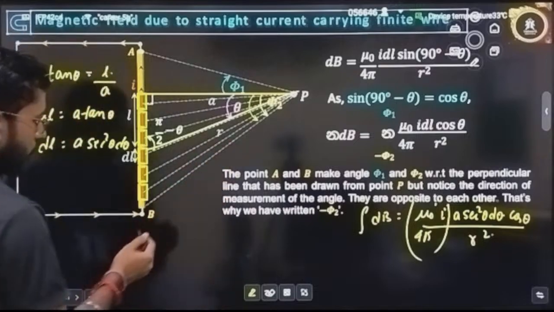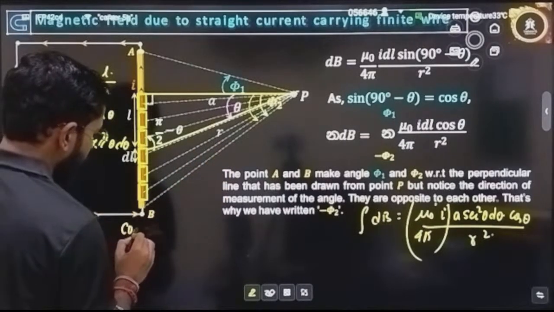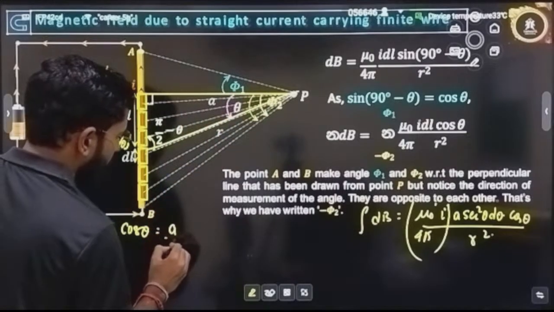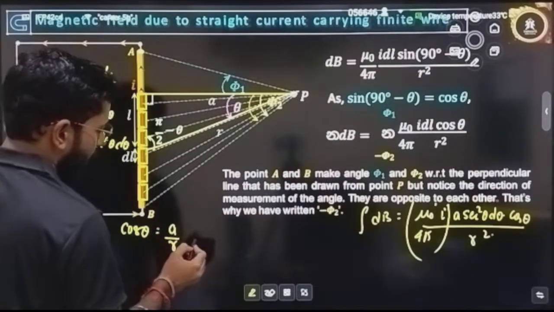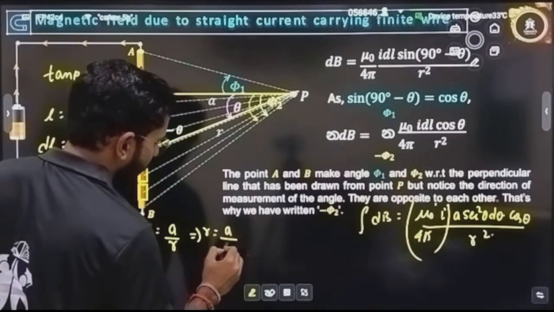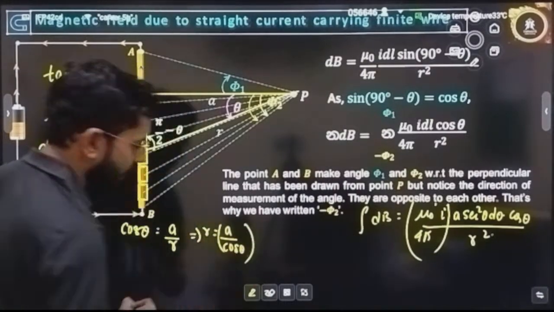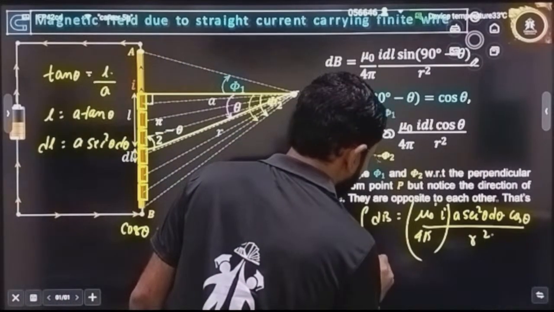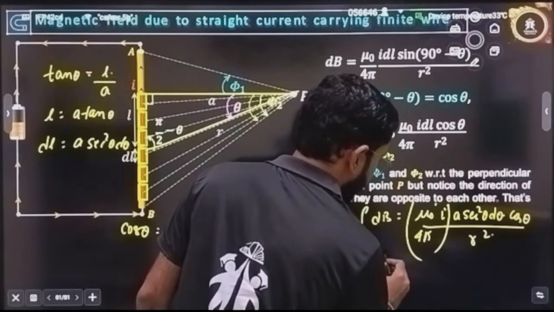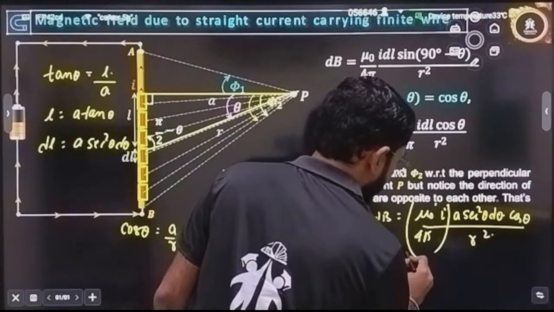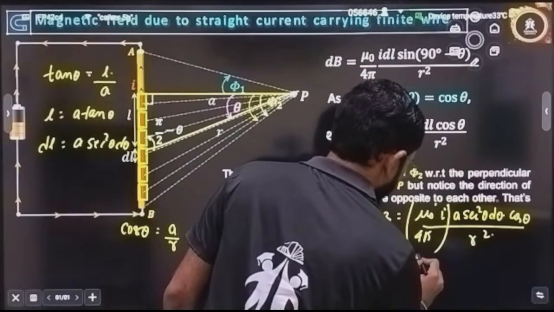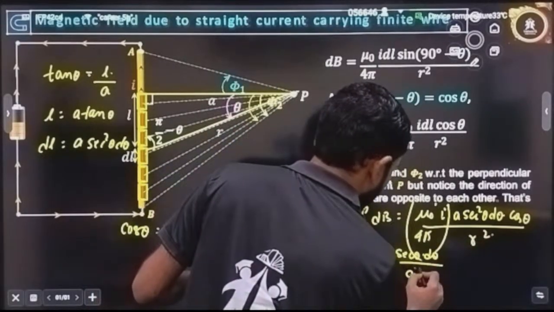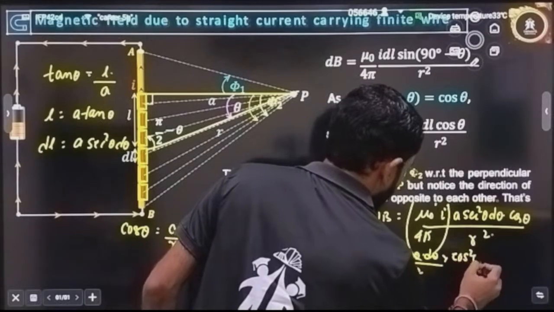Now what can I write for r also? If we define cos of theta, tell me students, cos of theta will be what? Base upon hypotenuse. Base is A, hypotenuse is r. So at the place of r, what can I also write? r is equal to A divided by cos theta, correct? So let's replace this also. Write the constants out of the integration: mu naught I divided by 4 pi, and remaining A as it is. Sec square theta into cos theta, it will become sec theta d theta, divided by r square. r square will become A square multiplied by cos square theta.